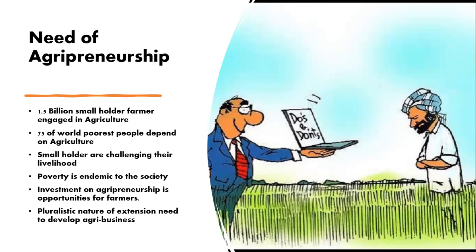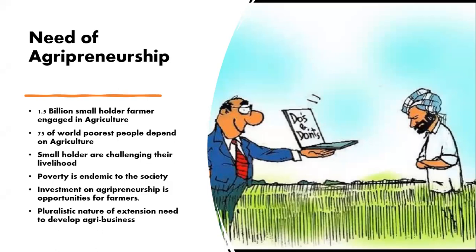And because of that, poverty has become endemic to society, right? Therefore, investment in agripreneurship is a good opportunity for farmers to generate additional income and to climb the social ladder step by step with time, right? This is the need for agripreneurships, or why we encourage agripreneurships within the smallholding or farming community. So therefore, the pluralistic nature of extension should be there to develop the businesses.